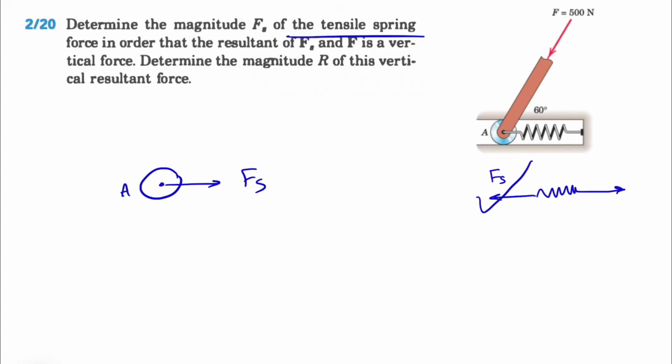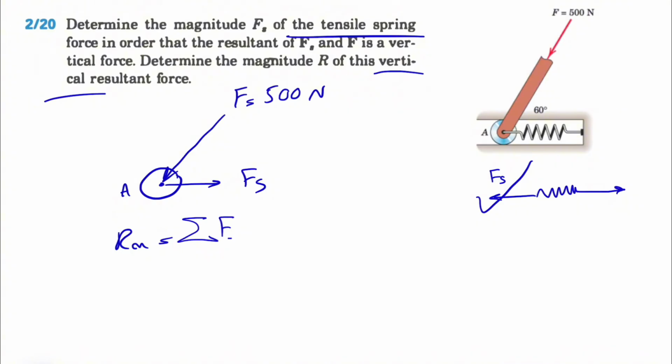So that's the first force that we have, and this would be the other force that we have, which is F, and the magnitude is 500 newtons. As we can see in the question, we need to determine the magnitude of R, which needs to be vertical. So there is no X component for our resultant. If that's the case, our Rx, which will be the sum of all forces in the X direction, has to be 0. Let's just call our X and Y in here.